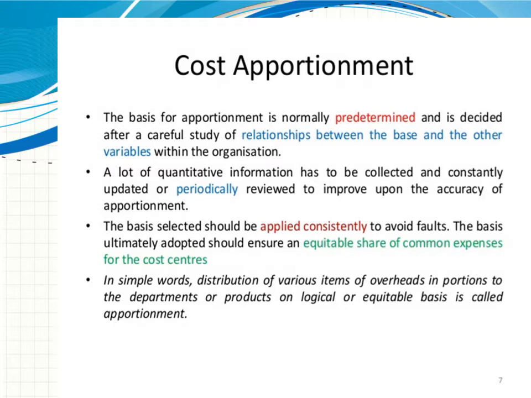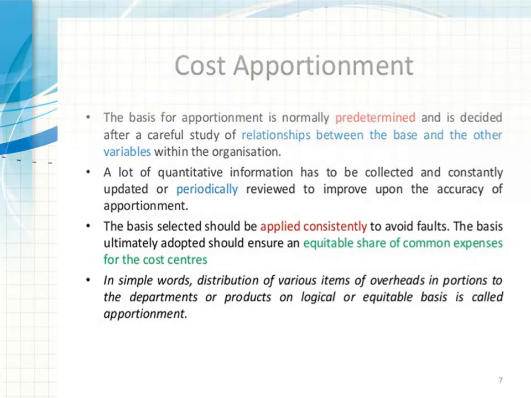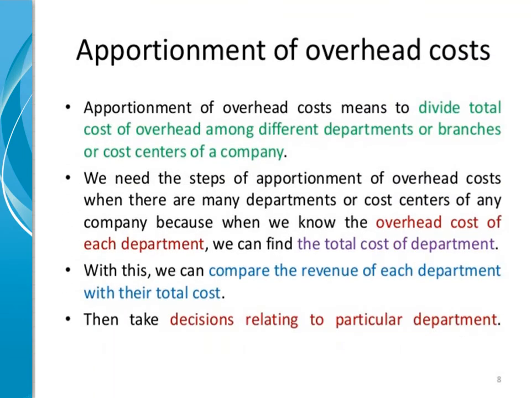So distribution of various items of overheads in portions to the departments or the products on some logical or equitable basis is called as the cost apportionment. So apportionment of cost means to divide the total cost of overheads among different departments or branches or cost centers of a company. So certain steps are taken.